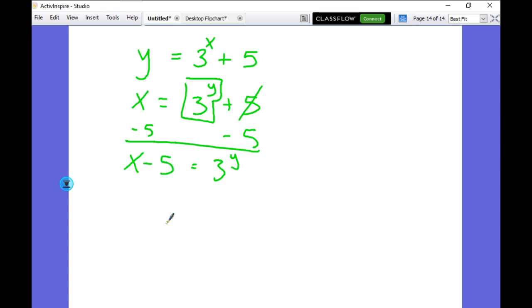Now what? We're going to log both sides. What base am I going to use? 3. Now I'm going to put this whole thing in parentheses because I'm logging that whole thing, right? If you just put log x minus 5 without parentheses, then it looks like you're just logging the x. But I'm really logging the whole thing, x minus 5. And then what happens over here on the right side?